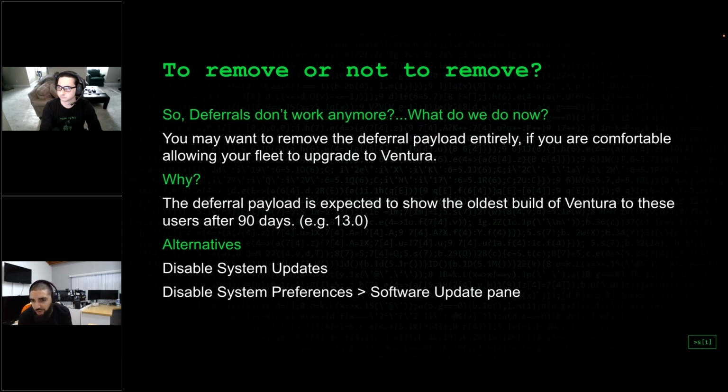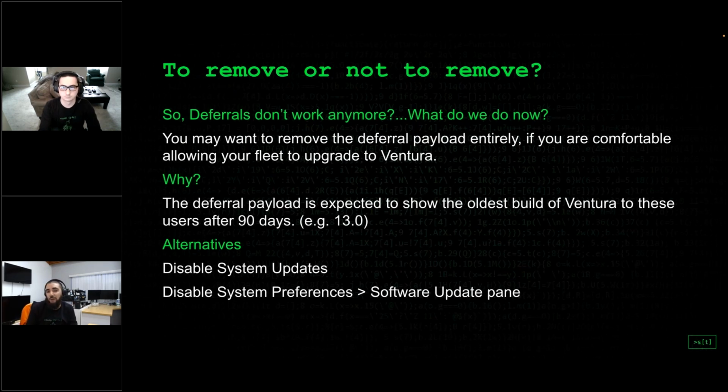I'm going to call out Mauro. Was it Mauro? Let me double check. Who said we have 14 days to apply the updates because of security reasons. Now, if you have the 90-day deferral payload deployed, what's going to happen on January 22nd? Well, let's just show you here. The deferral payload is expected to show the oldest build of Ventura to these users after 90 days, because that's when Ventura released. And at that point, it was 13.0.